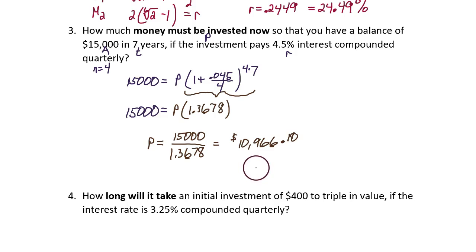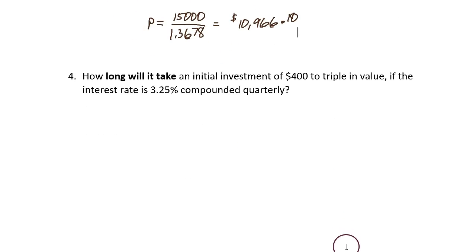So when is it that you do need a logarithm to solve an equation? It's in this fourth example, when the variable is in the exponent of the equation. Let's give this one a try. How long will it take? That's the letter T. An initial investment of 400, that's P, to triple in value, that means we want the amount to be worth $1,200. If the interest rate is 3.25%, so R is 0.0325, and compounded quarterly means N equals 4.